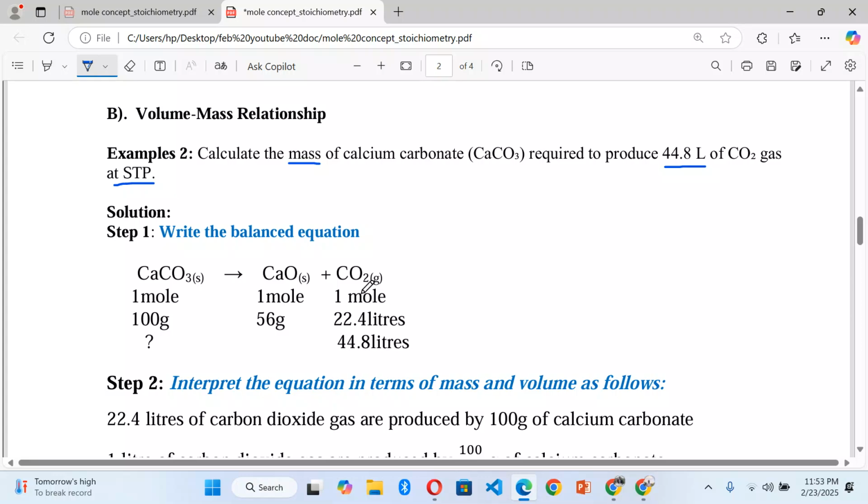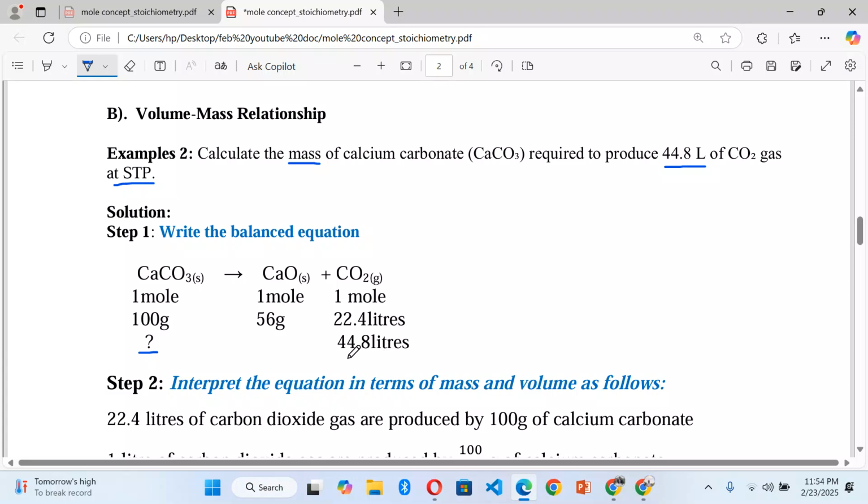Now, when you go to carbon dioxide, we don't consider the mass. Instead, in this case, we consider what 1 mole of a gas occupies at STP. And if you check very well, 1 mole of any given gas at STP occupies 22.4 liters. Now, they're asking, what is the mass of calcium carbonate required? That's why you have put a question mark. This is what is required to produce 44.8 liters of carbon dioxide.